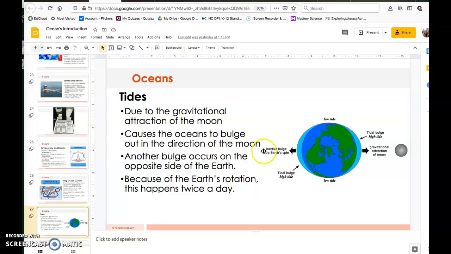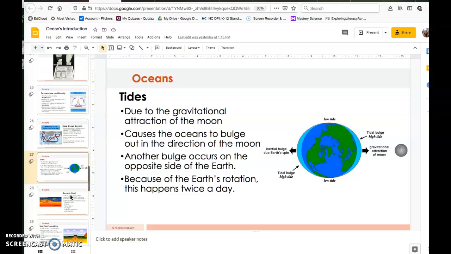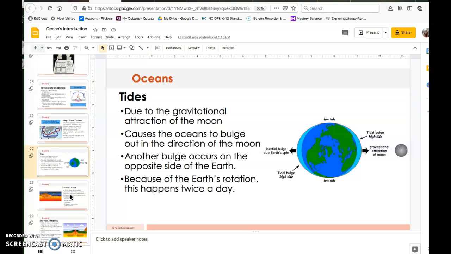Fantastic. So this is the inertia bulge due to the Earth's spin. Remember, inertia, for every action there's an equal and opposite reaction. This is the reaction of the gravitational attraction of the moon. You'll learn in Earth and Environmental that the sun plays a little bit of a role in it, but not too much.